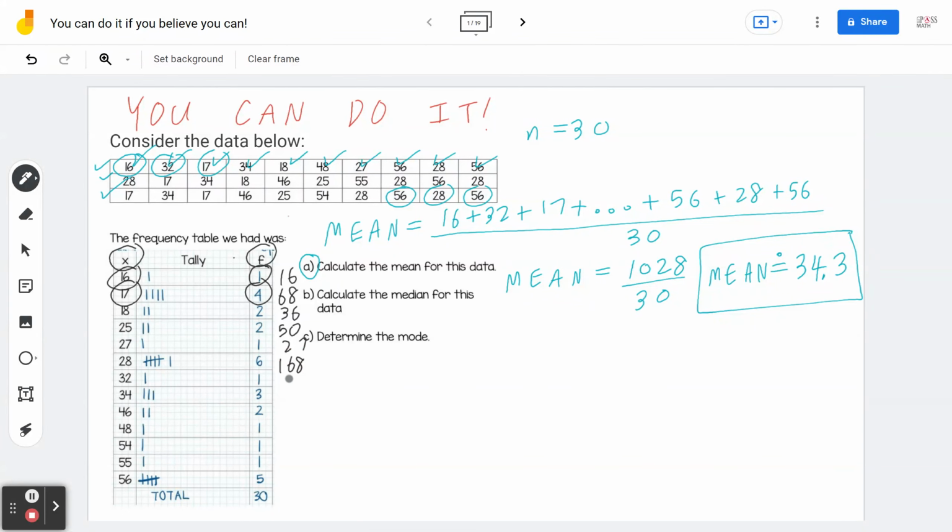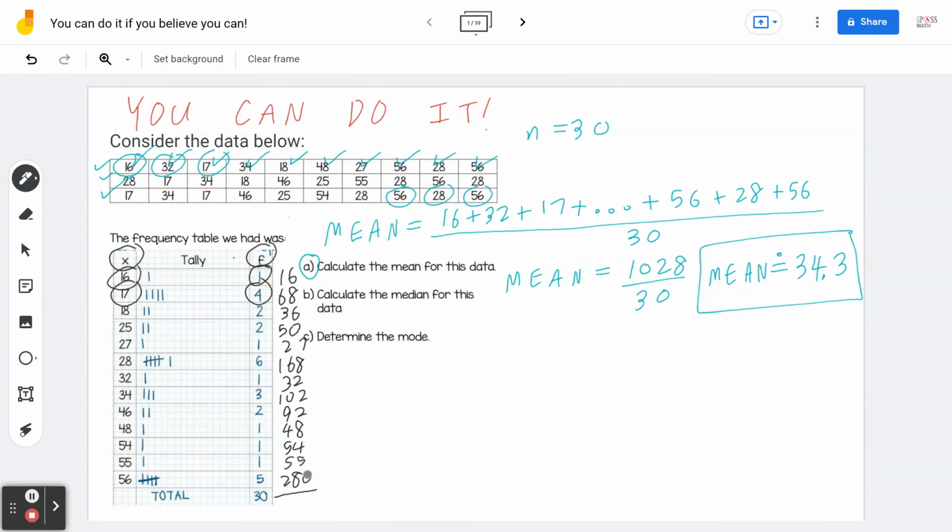You can take 32 times 1, that's 32. 34 times 3, that's going to be 102. 2 times 46, that's going to be 92. 1 times 48 is 48. 1 times 54 is 54. 1 times 55 is 55. And of course, 5 times 56 is going to be 280.